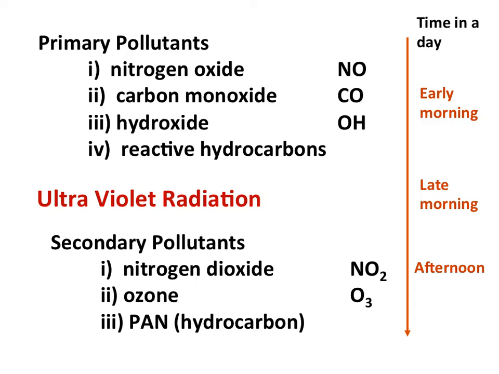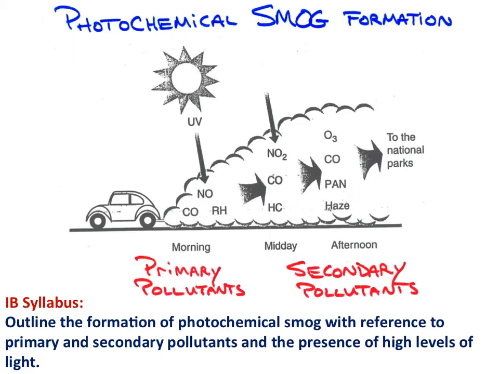Primary pollutants are released in the morning during rush hour: nitrogen oxide, carbon monoxide, hydroxide, and reactive hydrocarbons. And these primary pollutants are exposed to high levels of sunshine as they remain trapped over the city over the course of the day. And by afternoon, the secondary pollutants, nitrogen dioxide, ozone, and PAN, which is a hydrocarbon, are formed. Here's a diagram that nicely displays the outline of smog formation.